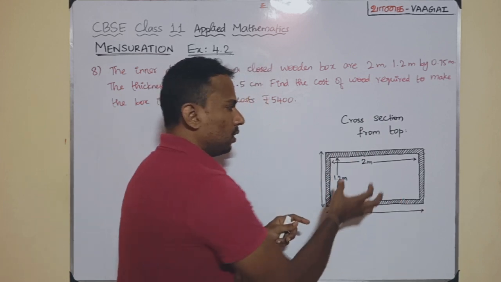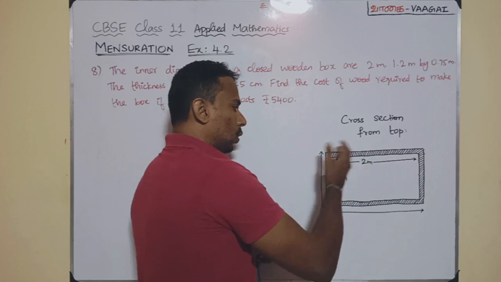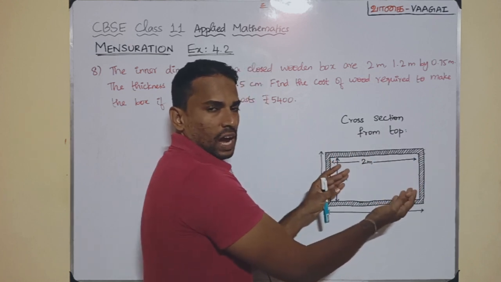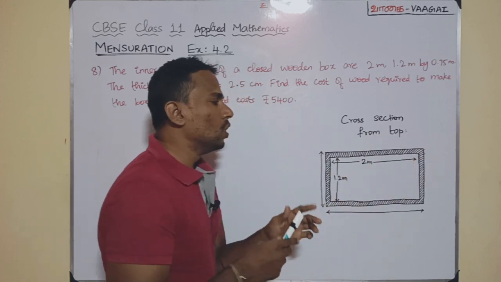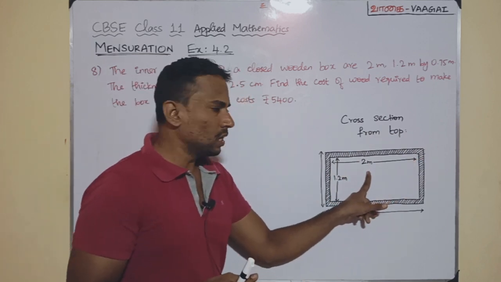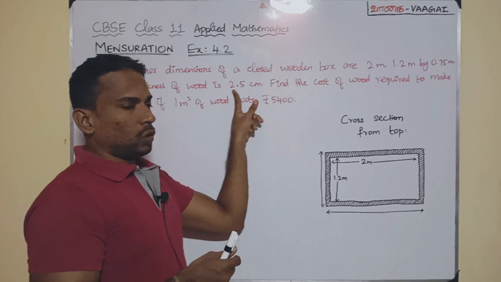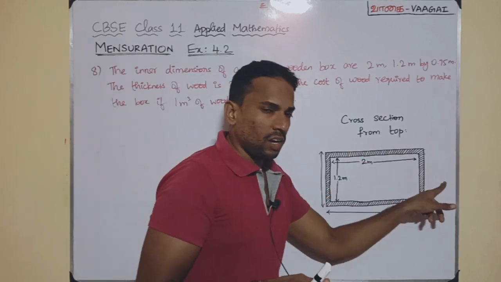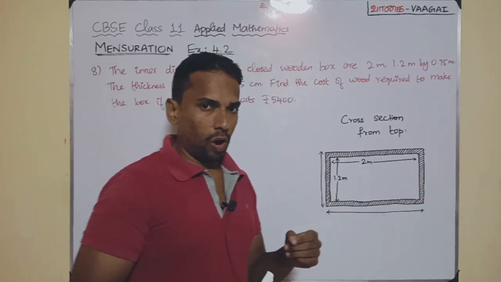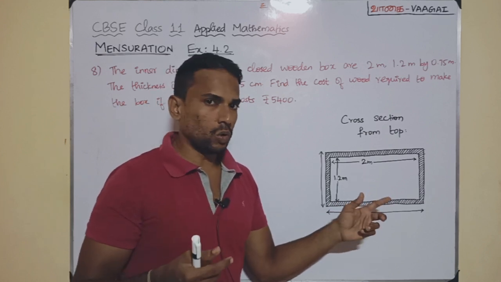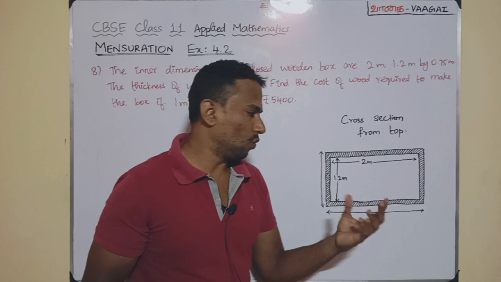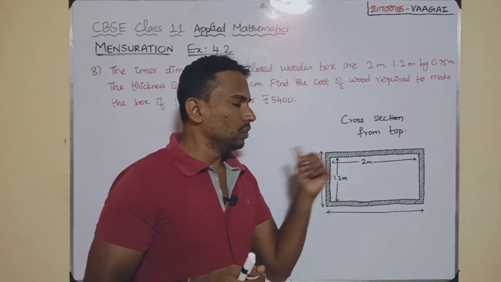It will be nothing but this 2 meters along with 2 times the thickness, because we have the thickness getting added on both the sides of this length, is it or not? So in that case, here 2 meters, on this side we will be adding 2.5 centimeters, and on that side also we will add 2.5 centimeters. So along with 2 meters, you will have 2 times 2.5, which is going to be what? 5 centimeters. So 5 centimeters will be added to this 2 meters.